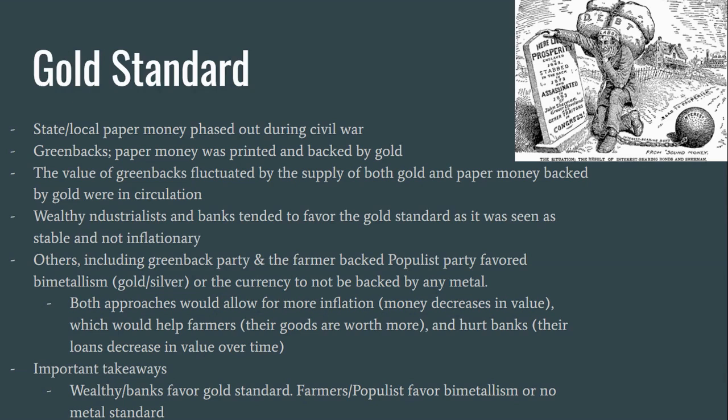That would help farmers because their farm goods from livestock to corn would be worth more, and hurt banks as it would mean their loans would decrease in value over time. This was a very serious political and economic debate in the era, culminating as a major issue in the 1896 presidential election. The gold supporters, or bugs, as they were called, would hold out in this time period. However, big changes in the monetary system would happen in periods 7 and 8.